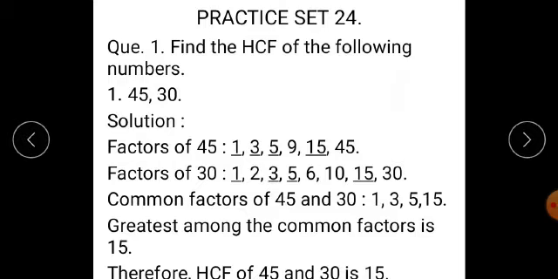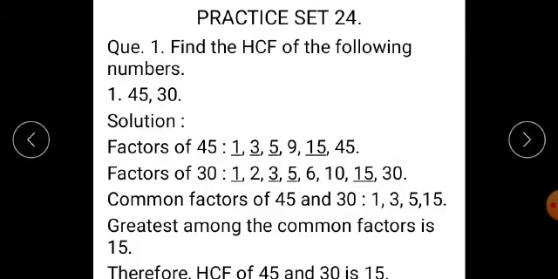Now students, based on this is practice set 24. Therefore, let's start. Question number 1, find the HCF of the following numbers. First one, 45 and 30. Solution. Factors of 45 are 1, 3, 5, 9, 15 and 45. Factors of 30 are 1, 2, 3, 5, 6, 10, 15 and 30. Therefore, you have to list the common factors now. Therefore, common factors of 45 and 30 are 1, 3, 5, 15.